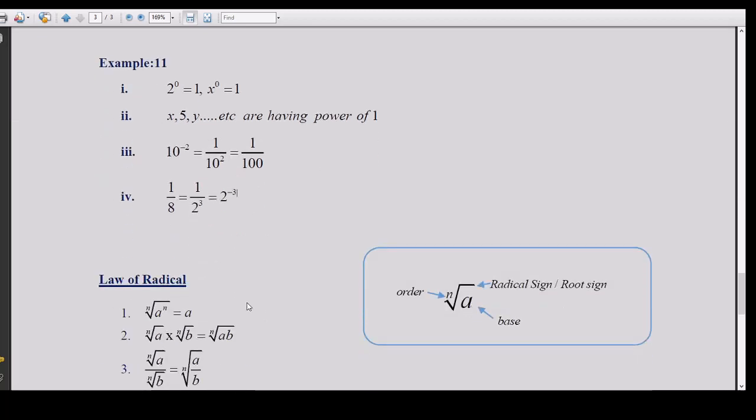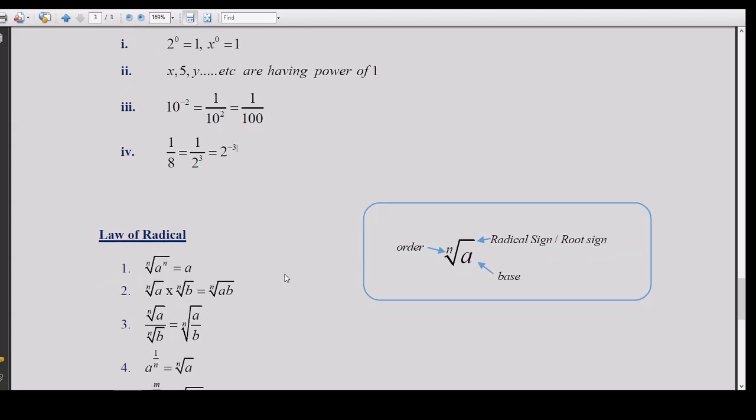Clear? Now we come to the law of radicals. Radical means a root sign. Now remember, here I've shown on the right side, on this cone shape of a radical sign, the number which is here will be called the order of the root. This root sign is also called the radical sign, and the number which is present within the radical sign will be called the base.